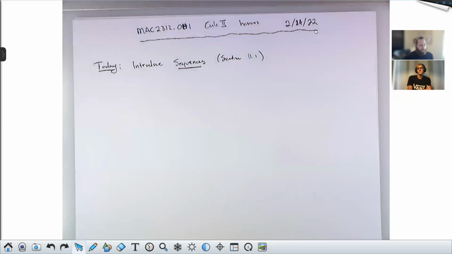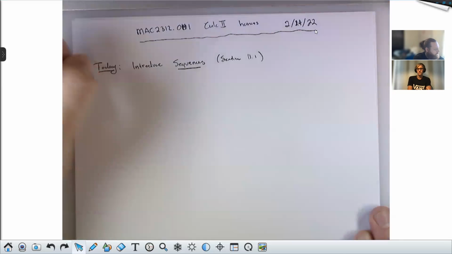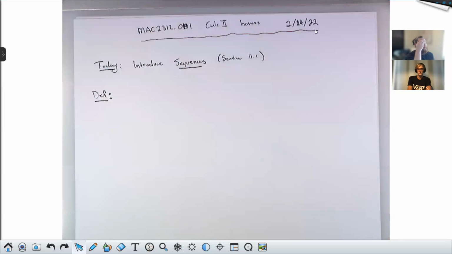The word sequence is a word that we all have some familiarity with. We can have a sequence of pencils. If I line up a bunch of pencils on the desk, there's a first pencil, a second pencil, a third pencil, and so on. You'd have a sequence of people or a sequence of actions. In mathematics, a sequence, I'm going to give 2 definitions, and one is quite formal, and the other one is quite informal. And the first thing I'm hoping to do today is get to a place where we can see the formal definition and the informal definition are really saying the same thing.